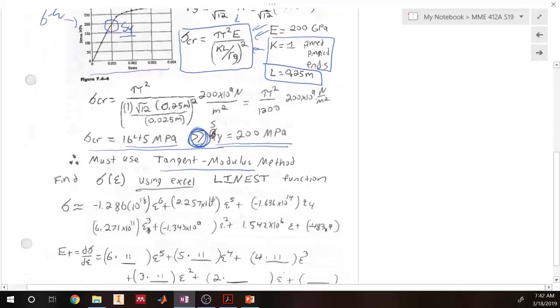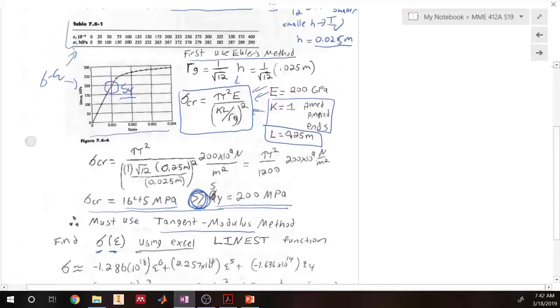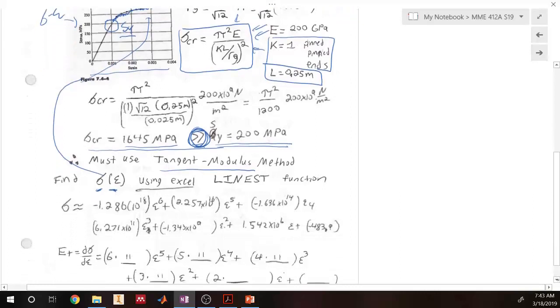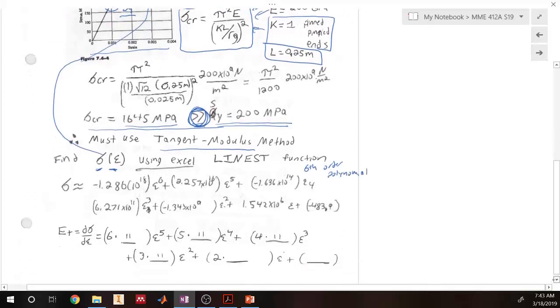To use the tangent modulus method, the first thing we need is stress as a function of strain. So we're going to do a curve fit of just the inelastic portion here. We're just interested in the inelastic region. We'll take a fit of that using a polynomial fit. We're going to use a 6th order polynomial, and if we do that, we'll get 6 values of coefficients.